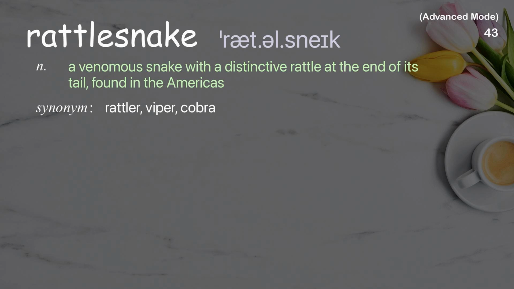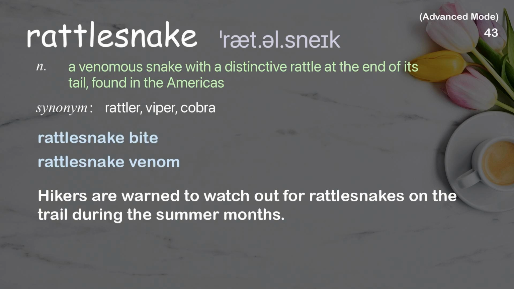Rattlesnake. A venomous snake with a distinctive rattle at the end of its tail, found in the Americas. Examples: Rattlesnake bite. Rattlesnake venom. Hikers are warned to watch out for rattlesnakes on the trail during the summer months.